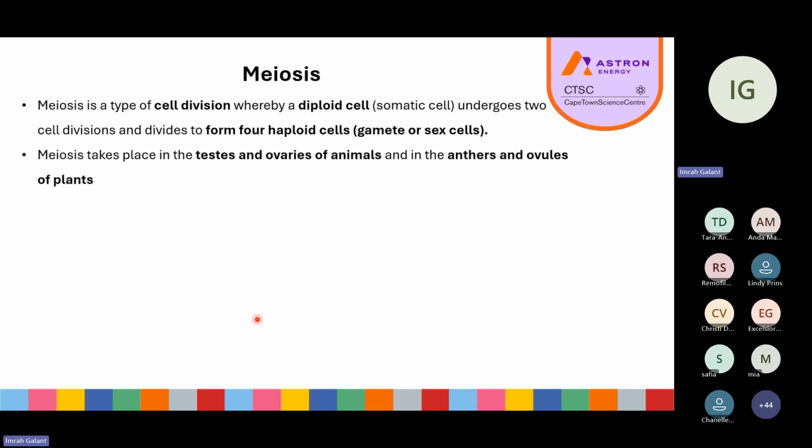So where does meiosis take place? It takes place in the testes and ovaries of animals as well as humans, and in the anthers and ovules of plants. So they also would ask this question, where does meiosis occur, for about 1 or 2 marks in the exam.